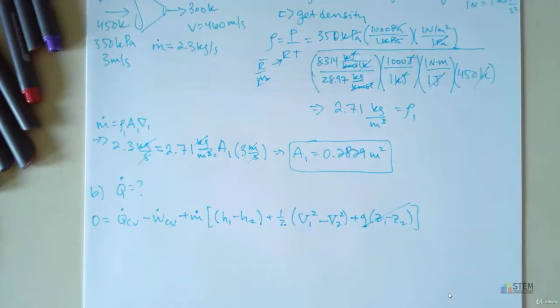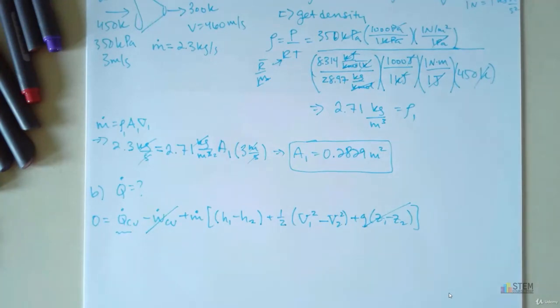Elevation we don't care about. That can go away. W dot, we don't have any other sort of work other than flow work, so this term goes away. This is what we are looking for. So if we can find the H's here, then we'll be good to go. Because we already have the speeds, we already found M dot. So we have everything else, we just need to worry about these H's.